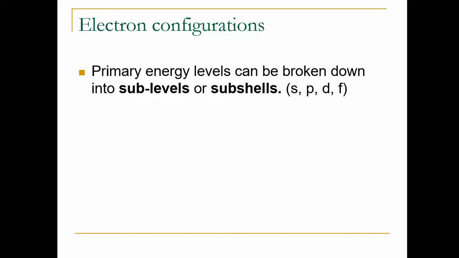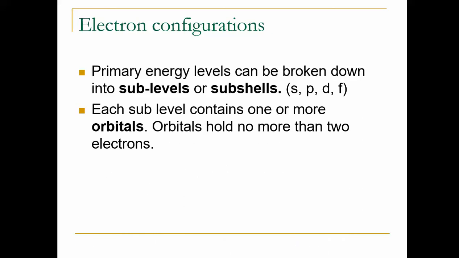We can talk about the primary energy level. That's the biggest division. Within primary energy levels, these are broken down into what we call sublevels or subshells, and these are named by letters: s, p, d, and f. Then each sublevel may have 1 or more orbitals in it. So again, we're getting more and more specific. Orbitals hold no more than 2 electrons, 2 electrons maximum.